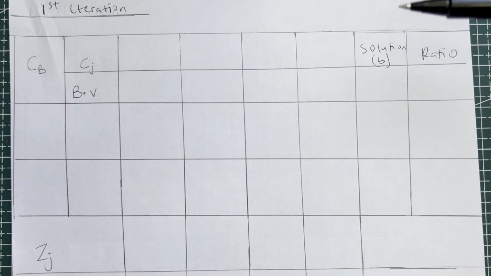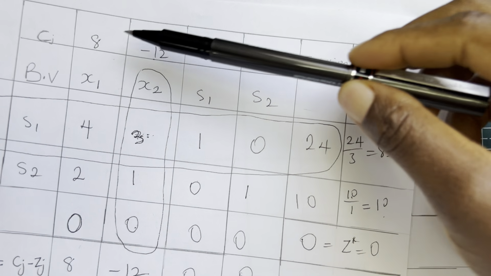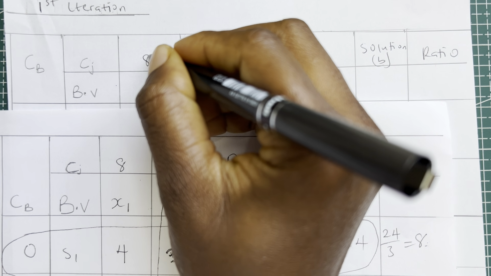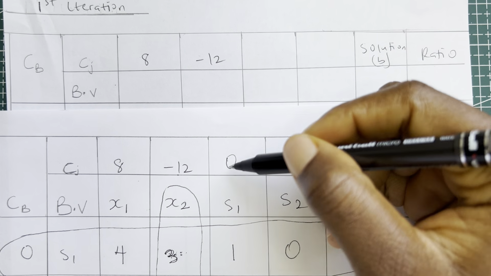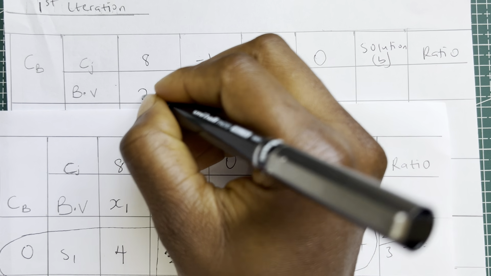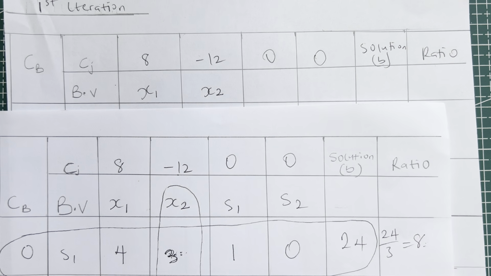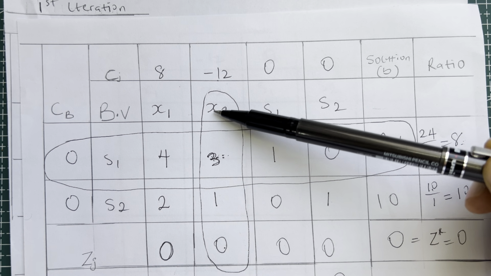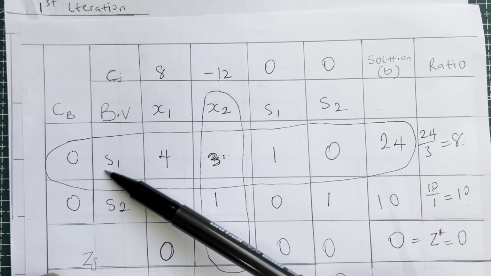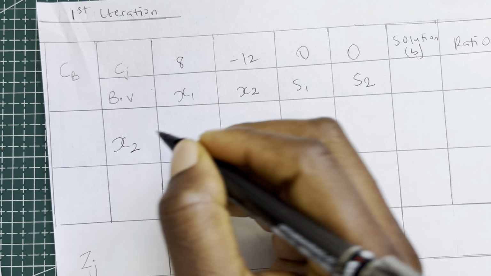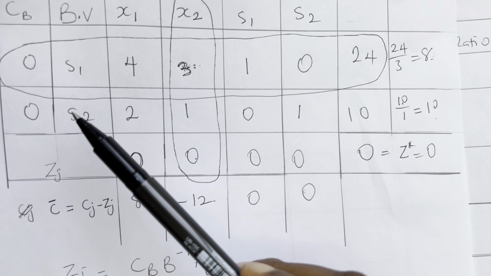So this is our first iteration. We're going to represent everything here. This 8, minus 12, we are going to write everything. So nothing changed here. We have 8 here, minus 12, 0, and 0. For BV, we have x1, x2. Remember, x1 here is the leaving variable, while x2 here is the entering variable. So we are going to replace this with this. So we have our x2 to be here, and we don't need to change this.